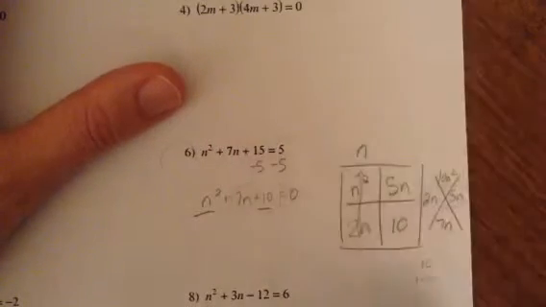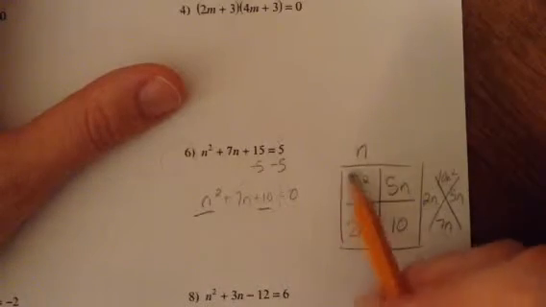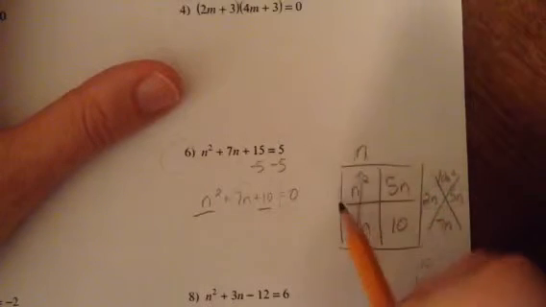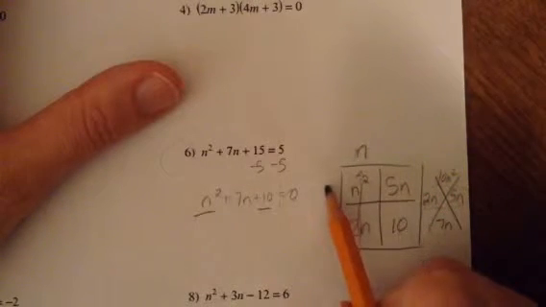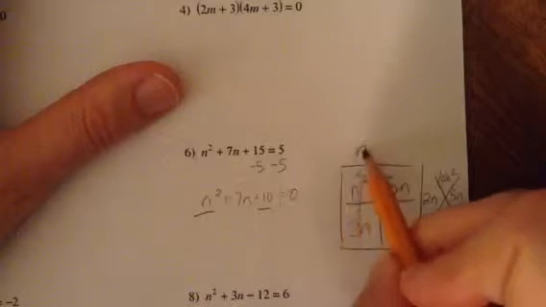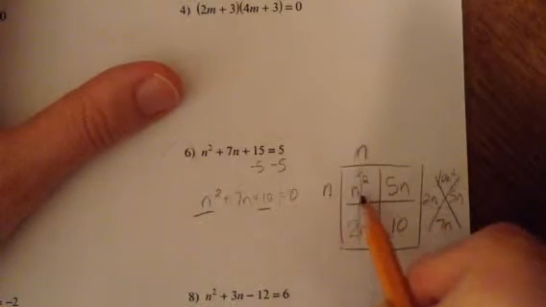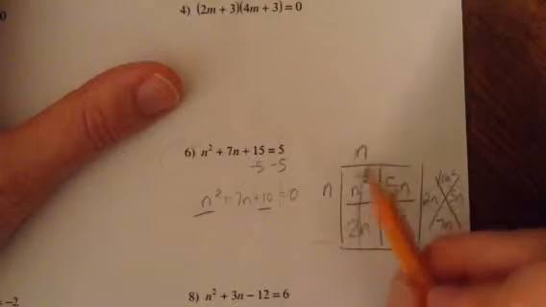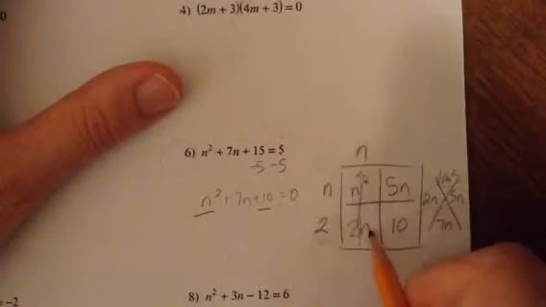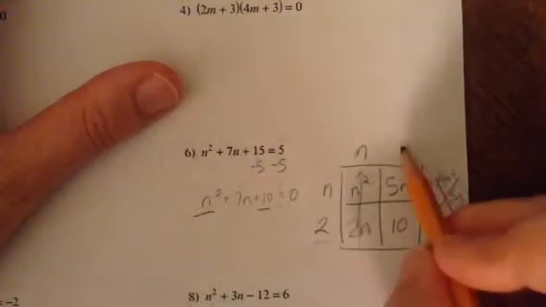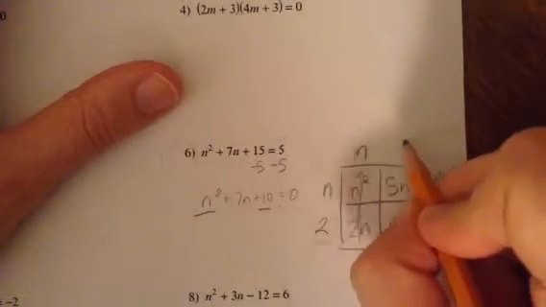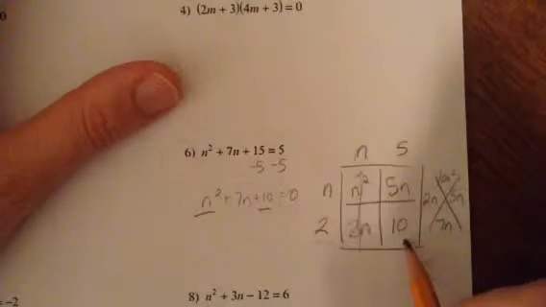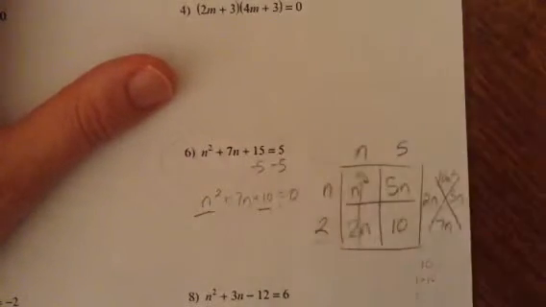Well, n is a common factor. There's a 1, right? So I can write the 1 or I can leave it. So once I know n is here, then I ask myself, well, what do I have to multiply here to get what's in this box? I would have to multiply n times n to get n squared, right? What would go here? Well, I'd have to multiply n times 2 to get 2n. What would go here? Well, I'd have to multiply n times 5 to get what's here. And then just to check my work, 2 times 5 is 10. So I'm pretty sure I did this correctly.